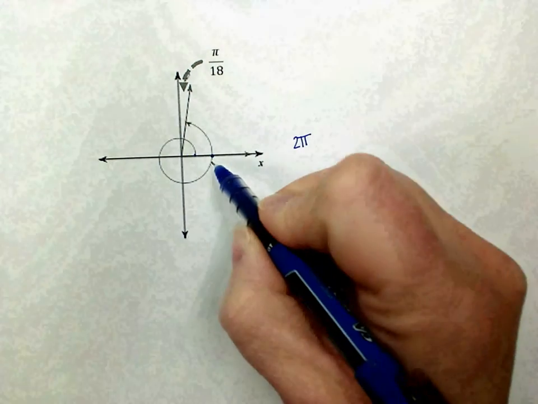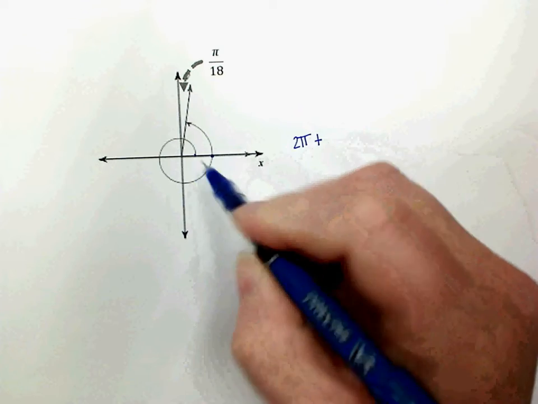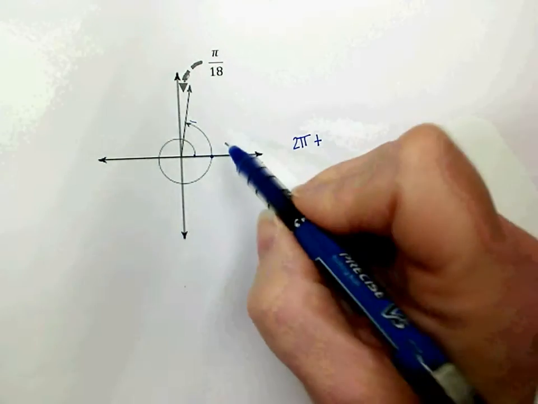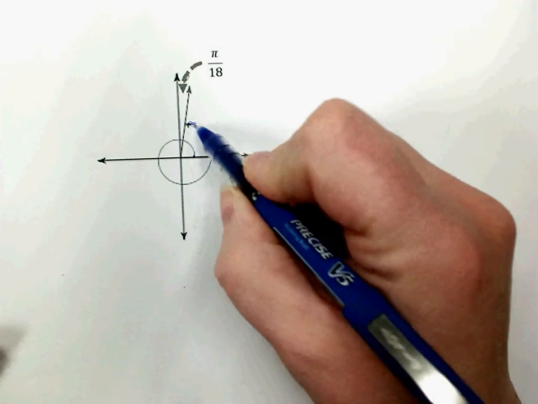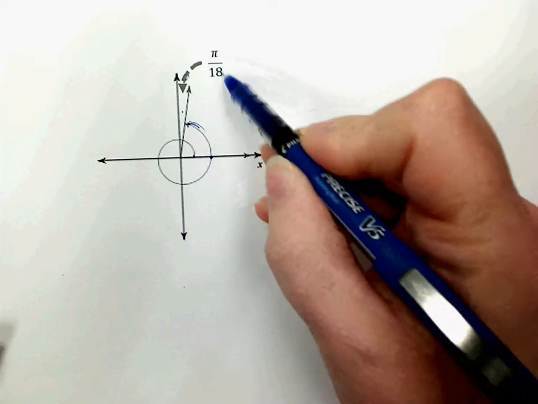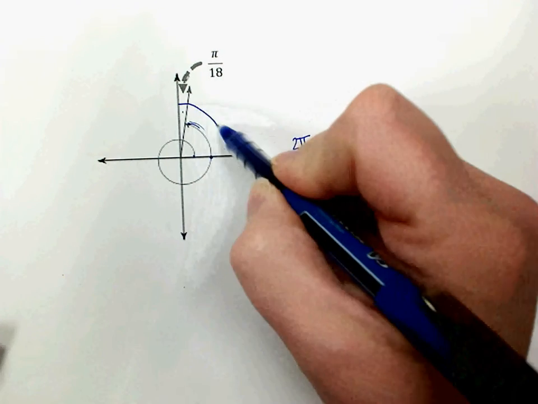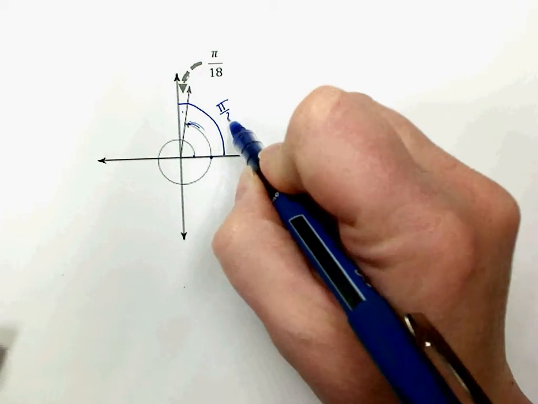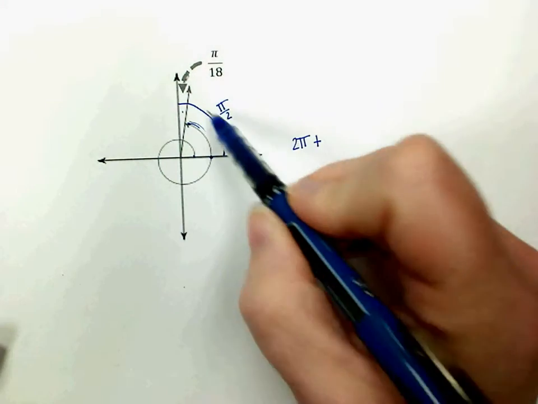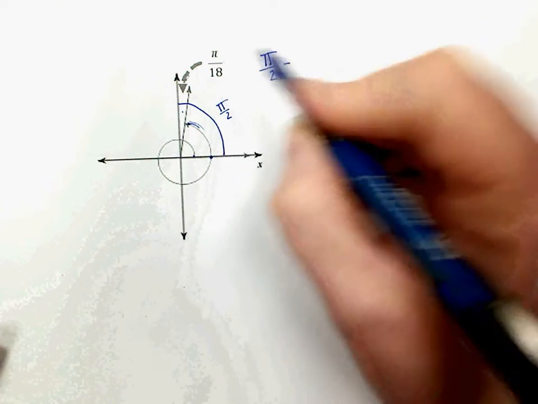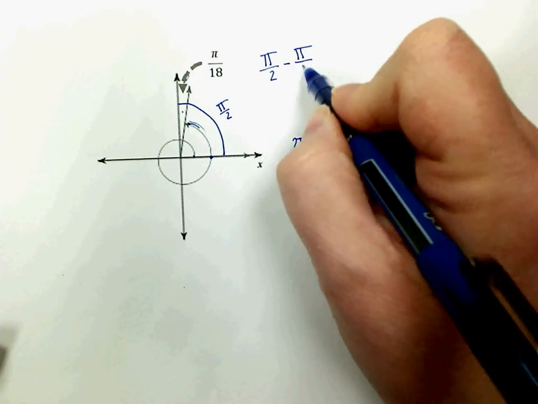In addition to going that full revolution, I go this amount of rotation as well. So I need to find what is this section right here in radians. Well, I'm given this little sliver to be pi over 18, and I know 1/4 of the way, the 90-degree section, is pi over 2 radians. So again, I'm going to take the whole pi over 2, and subtract the part I don't want, which is pi over 18.